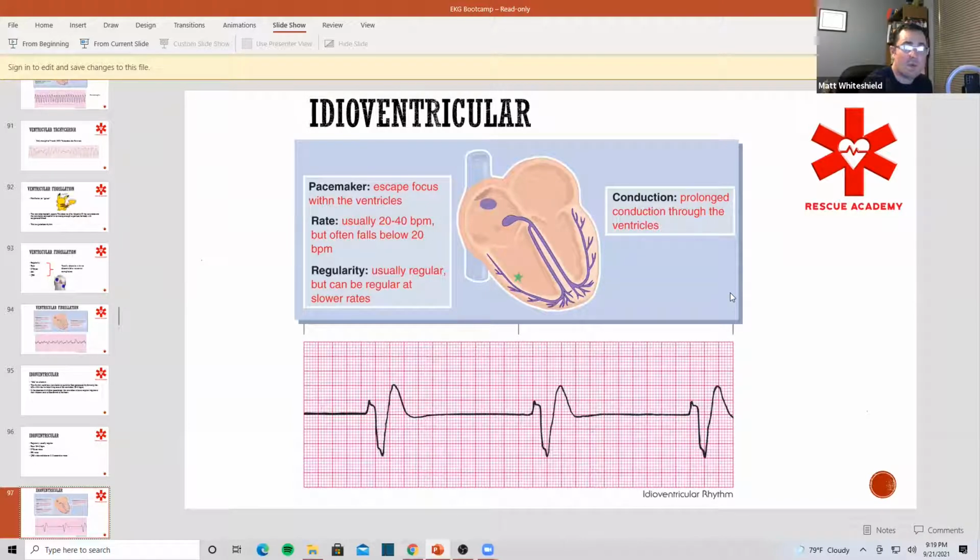Well, you can see what a big problem with idioventricular is going to be, and that is obviously cardiac output. These patients, believe it or not, have to be paced, right? This patient's going to need a pacemaker.